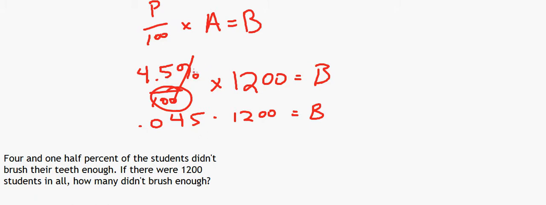To finish this off, it's real easy. The 100's already gone, so you just multiply these two numbers, and that answer actually comes out nice and even to 54. What is 54? 54 students who don't brush enough out of the 1,200 total enrollment. And that's gross. Everyone should be brushing their teeth enough.